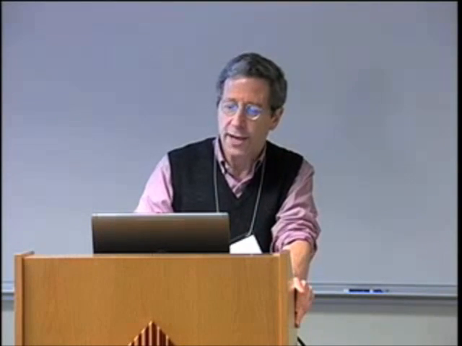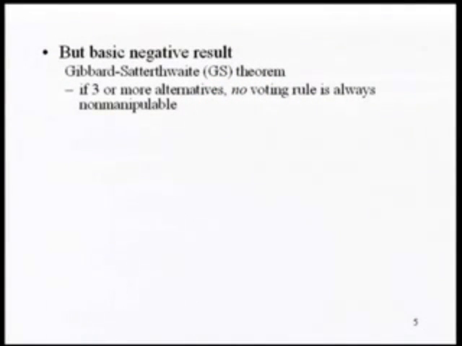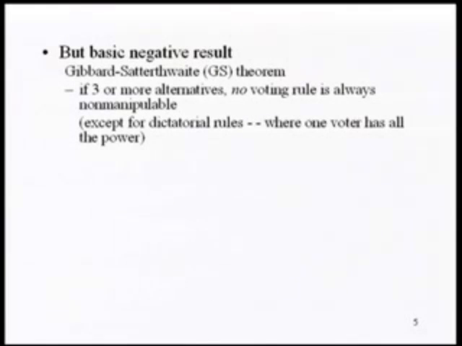Unfortunately, and probably most of you here are familiar with this, there is a basic negative result about non-manipulability, and that's the Gibbard-Satterthwaite theorem, which says that as soon as we have at least three alternatives, there's going to be no voting rule that is always non-manipulable, unless we accept the idea of one person making all the decisions, of dictatorial rules.